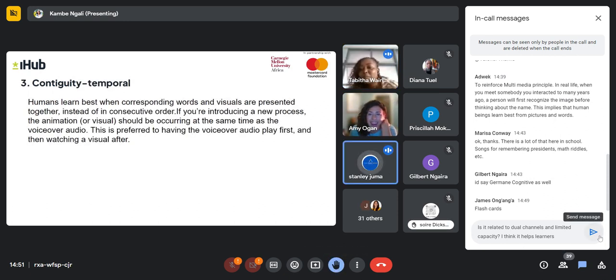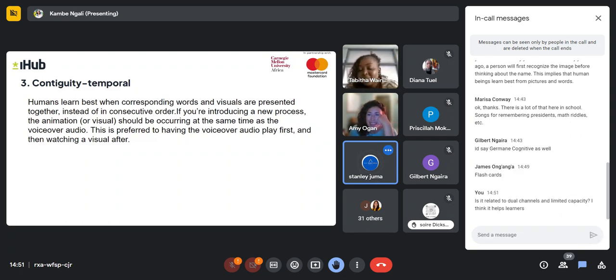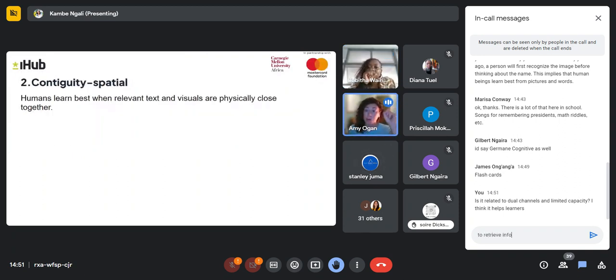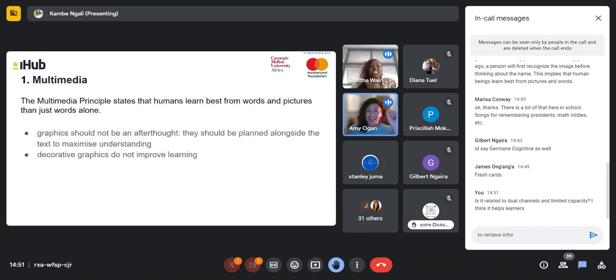Dickson. Let's go with Dickson. Go. Is it related to dual channels and limited capacity? I think it helps learners. So if you go back to principle one, images and words, exactly what you're saying. That is about helping learners through dual channel.